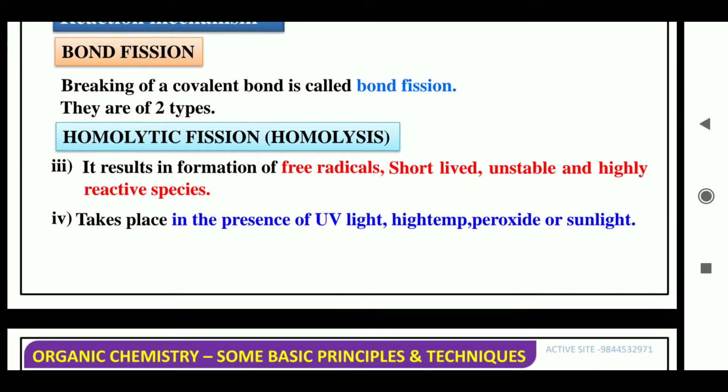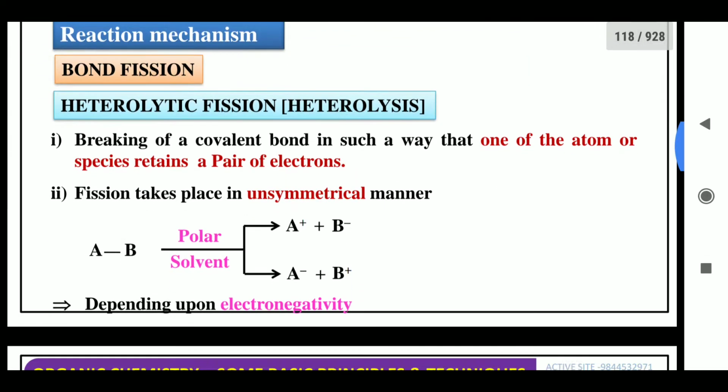Now talking about the reaction mechanism, that is bond fission. Breaking of a covalent bond is called bond fission. There are two types, that is homolytic and heterolytic. Homolytic fission results in the formation of free radicals, which are short-lived, unstable and highly reactive species, and it takes place in the presence of UV light, high temperature, peroxide or sunlight.